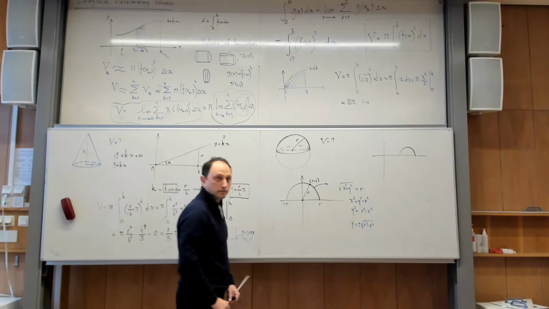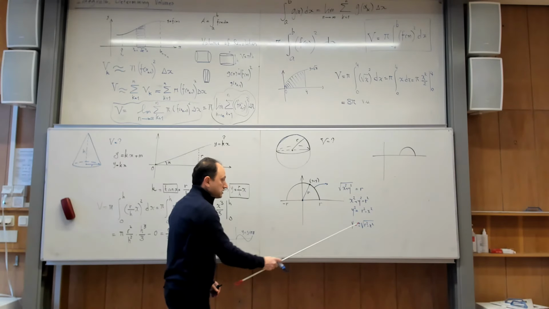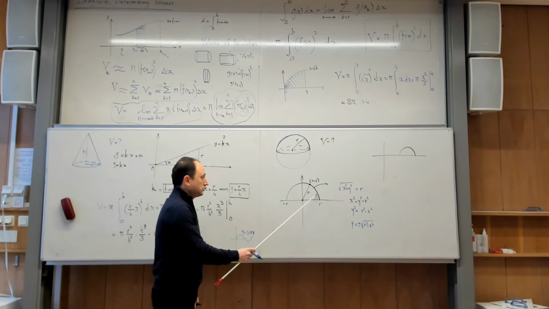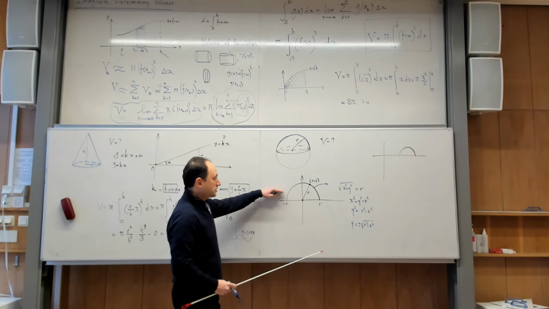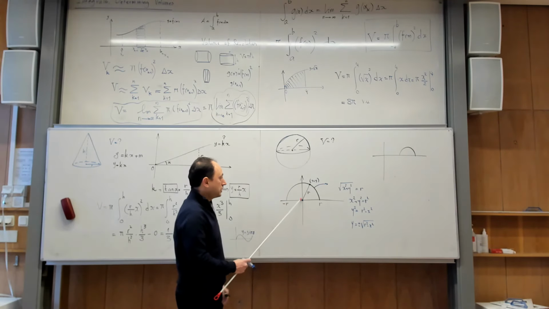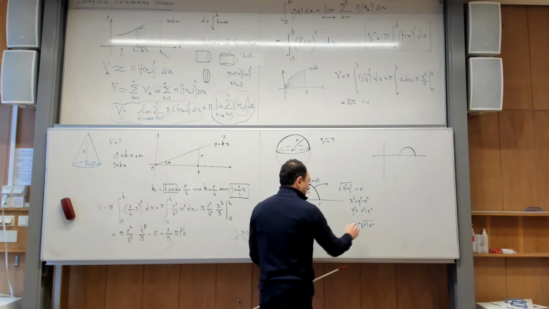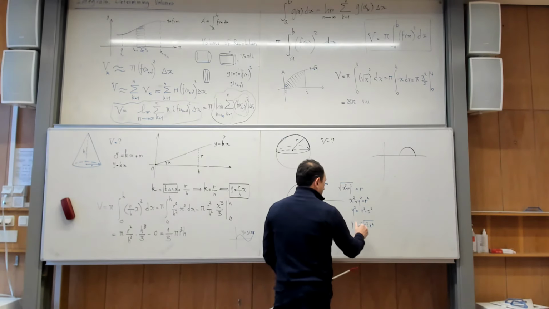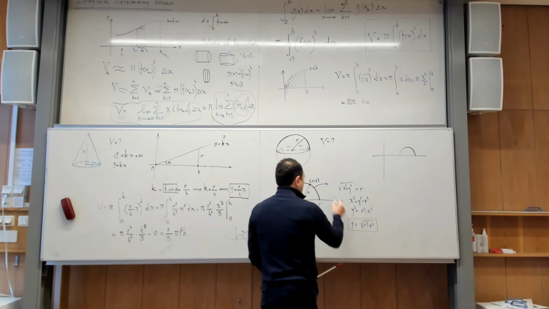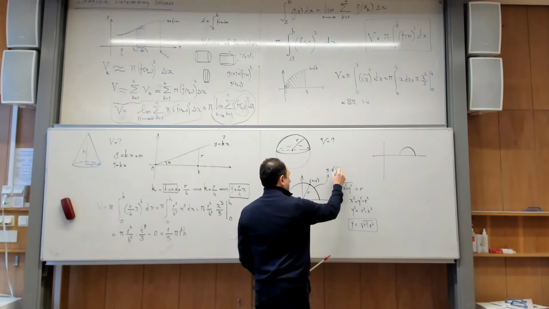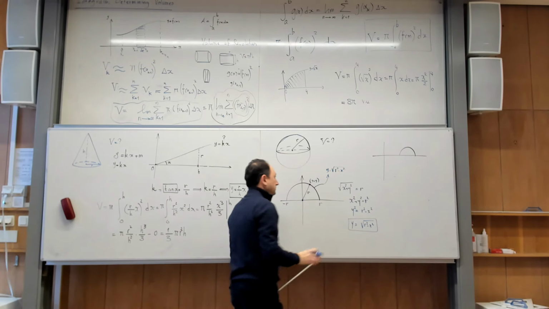Yes? But this minus sign is not acceptable here because this semicircle lies above the x-axis. Above the x-axis, y is always positive. So that is why we ignore this negative sign. So that is the equation that you are looking for. So y is equal to the square root of r squared minus x squared.